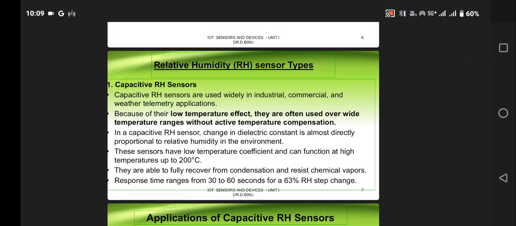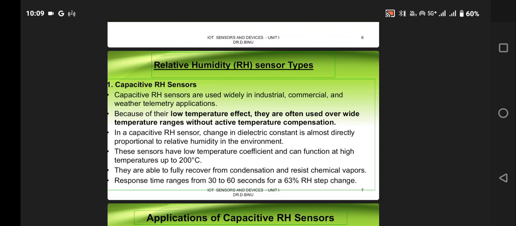What are relative humidity sensors and their types? The first type of relative humidity sensors are capacitive or gauge sensors. Capacitive sensors are used widely in industrial, commercial, and weather telemetry applications. Because of their low temperature effect, they are often used in wide temperature ranges without active temperature compensation.